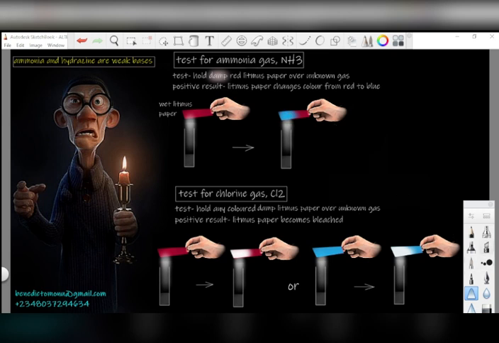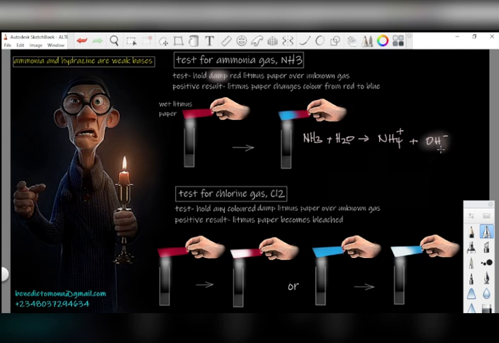The equation of that reaction is ammonia reacts with water and it forms the ammonium ion, which is NH4+, and the hydroxide ion. This hydroxide ion is what makes it a base because this is the ion that every other base forms when they dissolve in water.